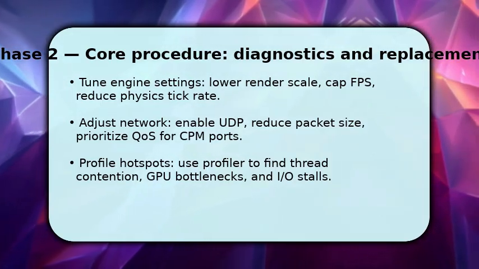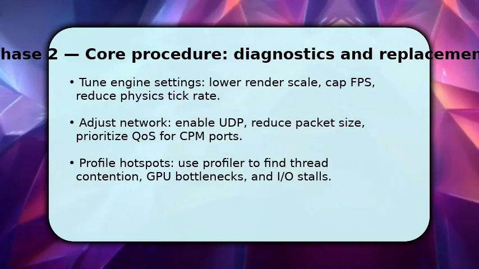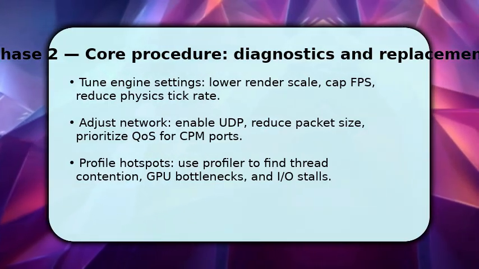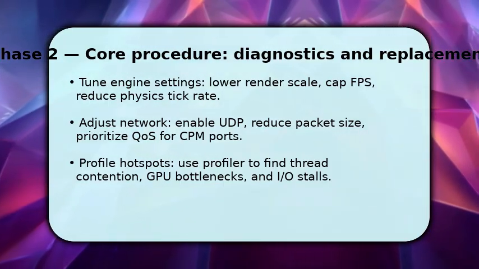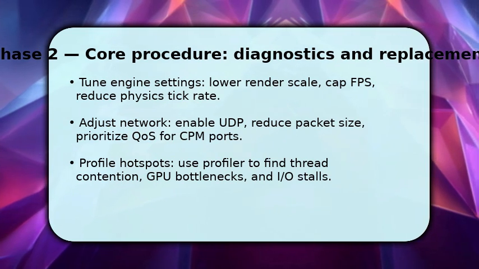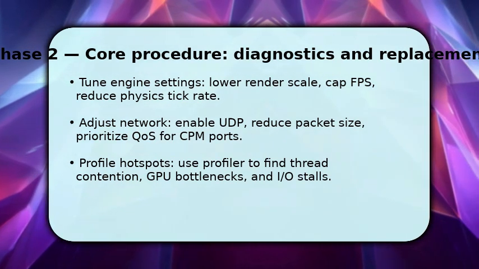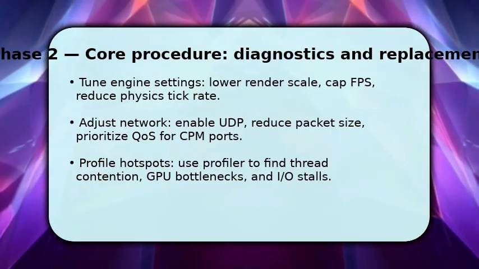Profile the application to reveal thread contention, GPU memory thrash, or storage I/O stalls. Isolate the slowest subsystem and iterate. Make targeted changes, then remeasure. This tight feedback loop is how you find the optimal balance.